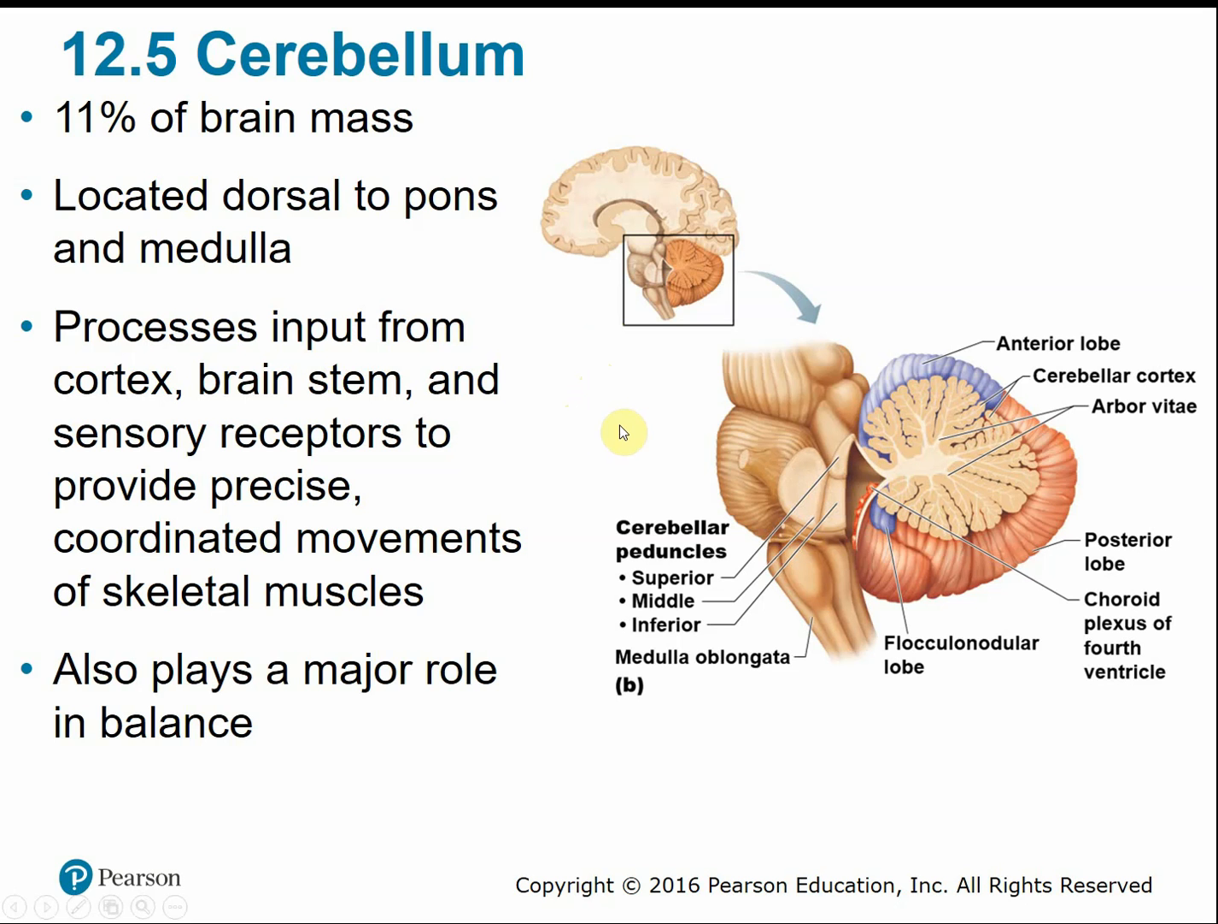So input from the cortex, so from your conscious brain, the brain stem, so again, part of that lizard brain, your primitive brain, as well as your sensory receptors, so things like your visual receptors, your touch, your balance. So using all of this incoming information from different regions of the brain and the body, it helps to come up with a blueprint for how to carry out specific movements.